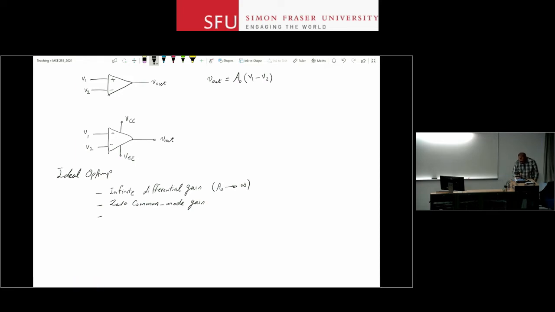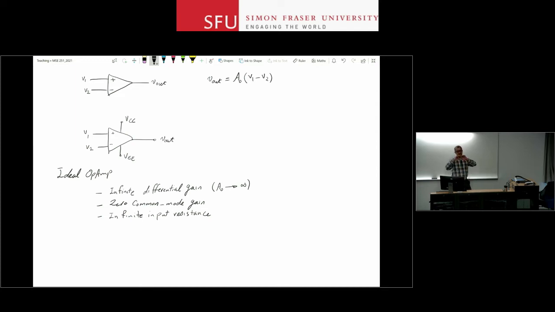The other property of an ideal op-amp is that it has an infinite input resistance. So we saw that if you have a voltage amplifier, an amplifier that the signal that is coming to it is a voltage, an infinite input resistance is very helpful in most cases. In most situations we would like to have an infinite input resistance.